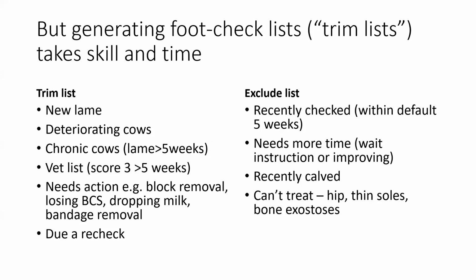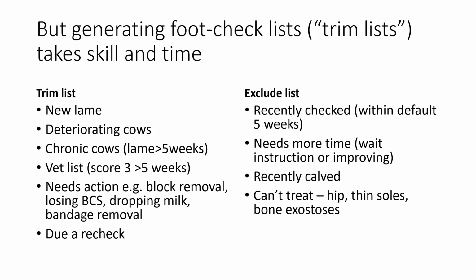Also, it's worth bearing in mind there are going to be some cows that you want to exclude. So cows that have been recently checked, within 5 weeks, I would suggest. Cows that need more time, so there might be a note next to their last trim event saying, actually, this cow's got a thin sole, she needs a bit more time. Or a cow that's recently calved and maybe just got a bit of post-calving tenderness.